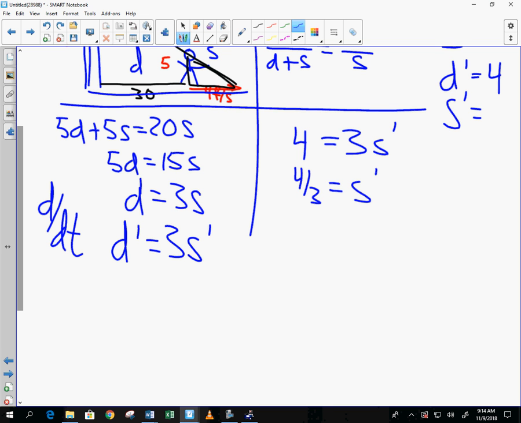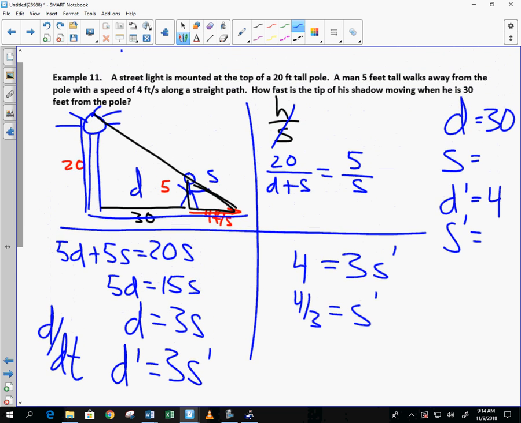But unfortunately, we don't have the right answer. How fast is the tip of the shadow moving when he is 30 feet from the pole? The tip of his shadow is moving 4/3 feet per second away from him.